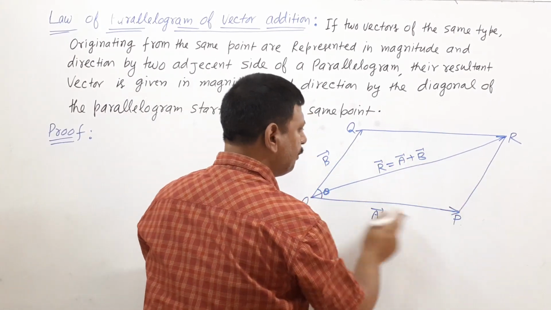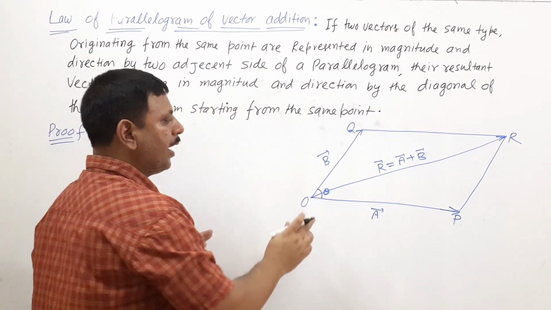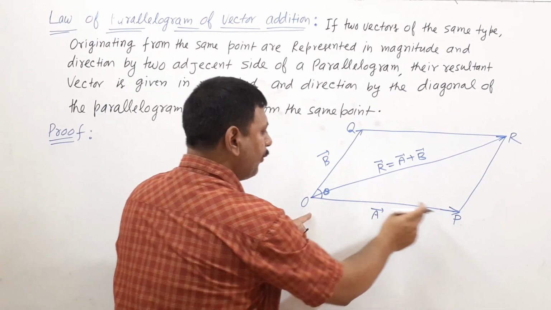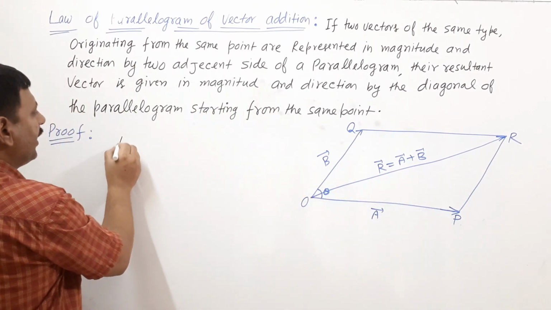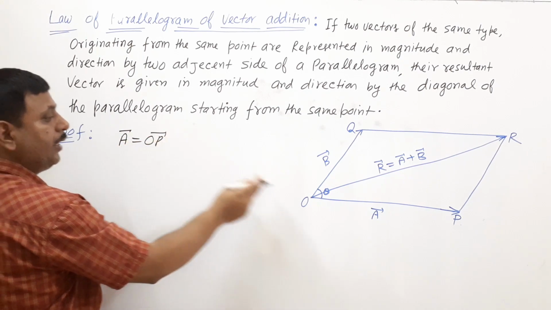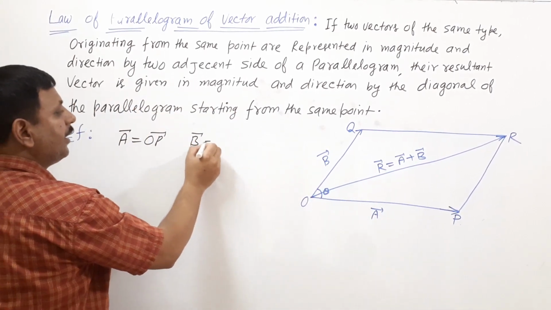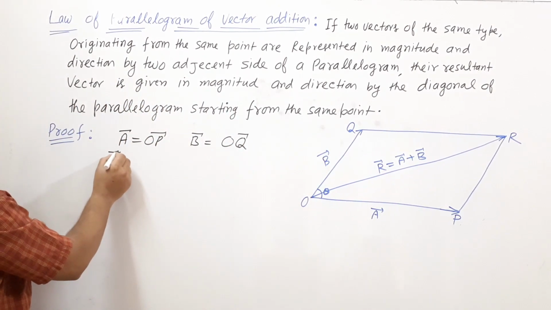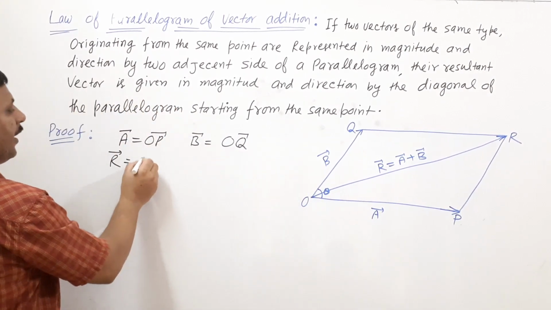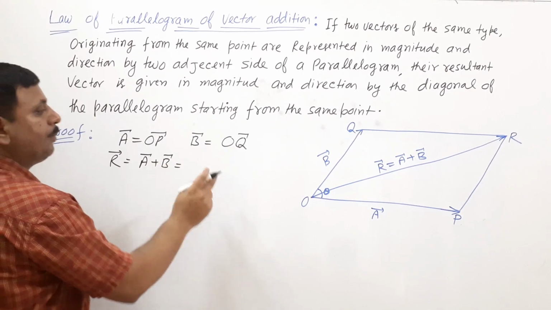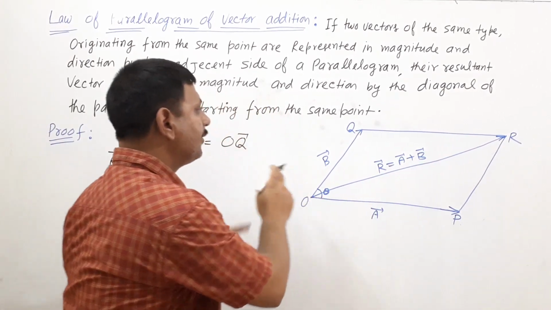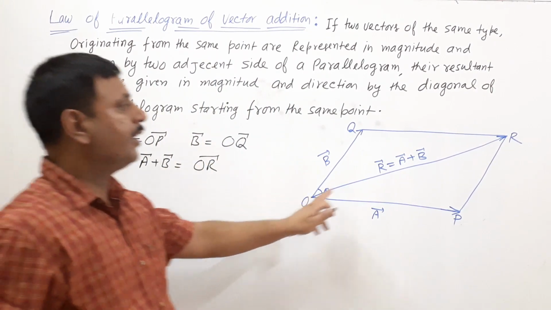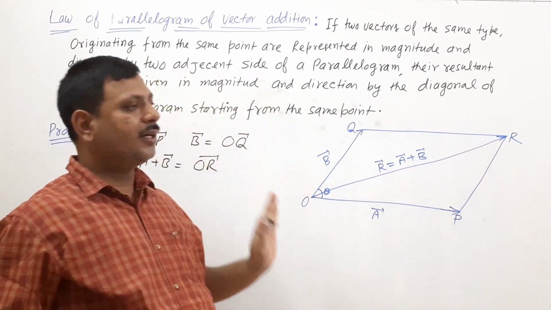Here OPRQ is a parallelogram. I have represented two vectors A and B by two adjacent sides of a parallelogram. Vector A is represented by OP and vector B is represented by OQ. Then the resultant of these two vectors, A plus B, is represented by the diagonal passing through the same point. That is, vector R will be represented by the diagonal passing through the same point.